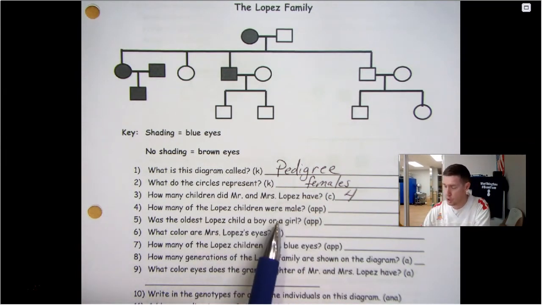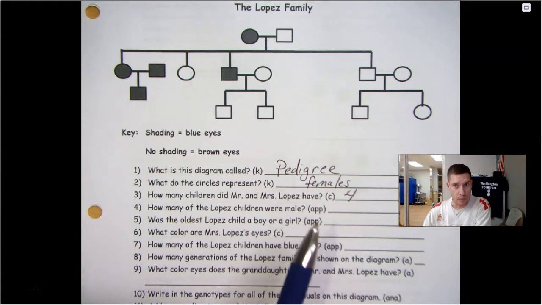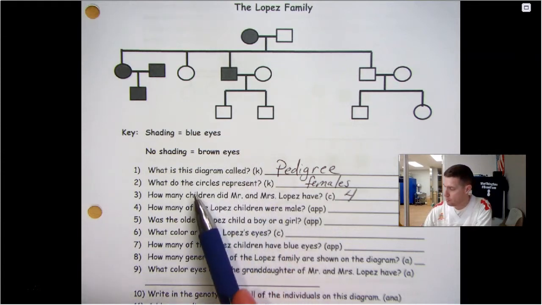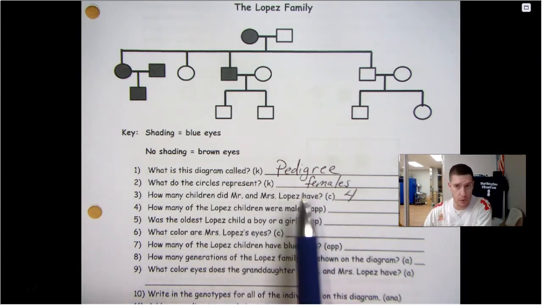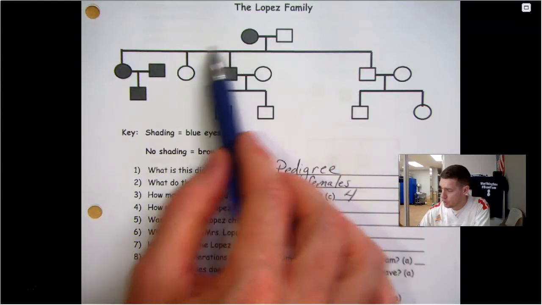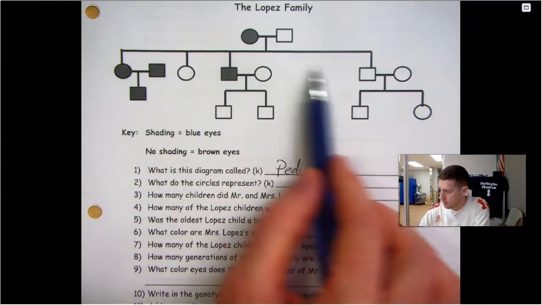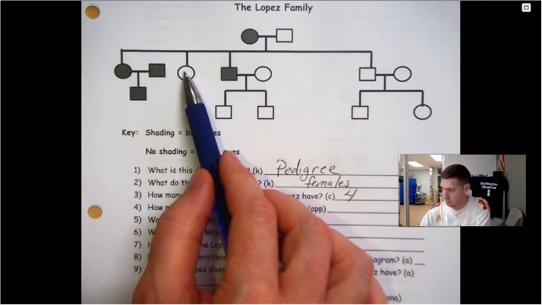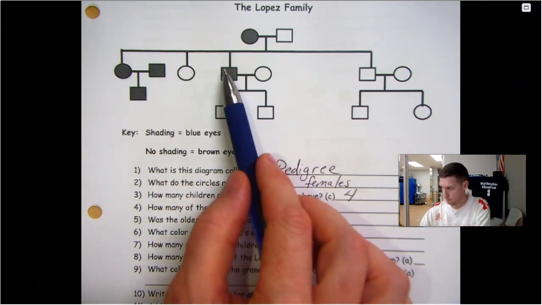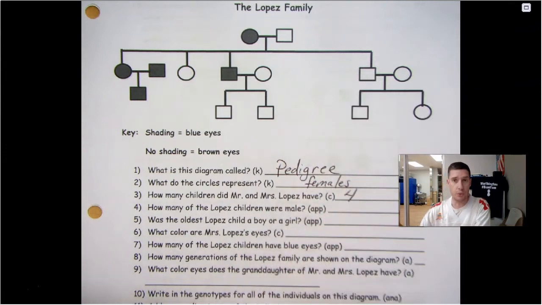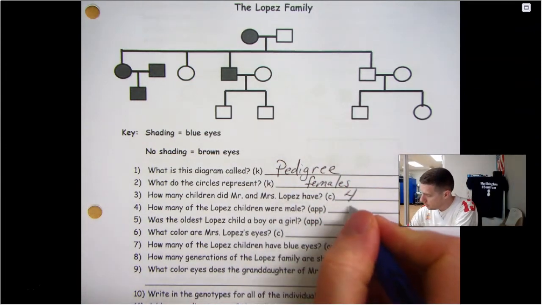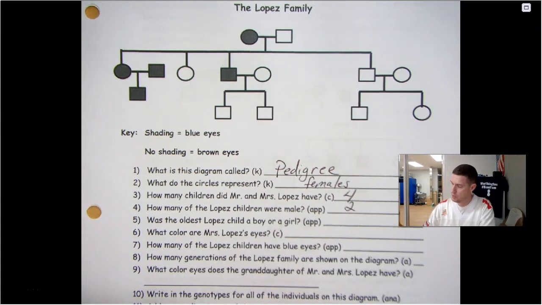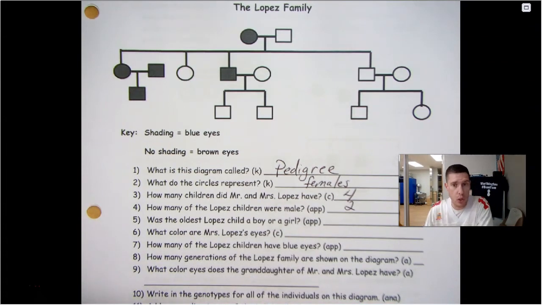How many of the Lopez children were male? Okay, well, if we remember that circles are females, then the squares are males. So let's go up to the children of the Lopez family and see how many of them are boys. Nope, that's a girl. That's a girl. 1 boy, 2. So 2 boys. 2 males.